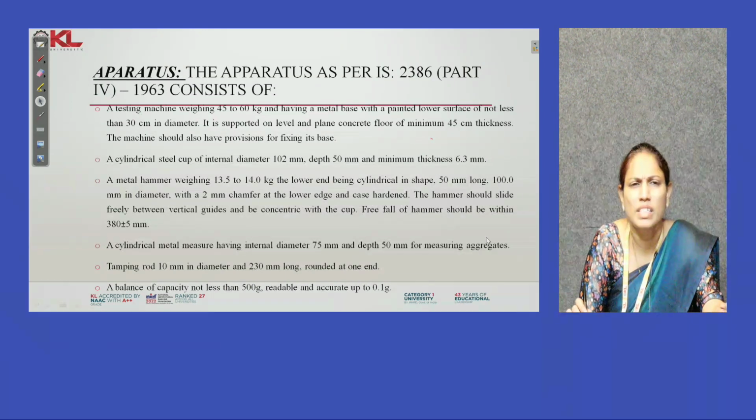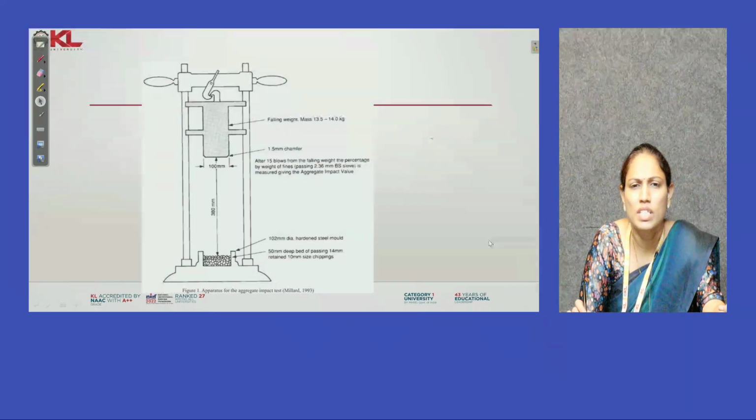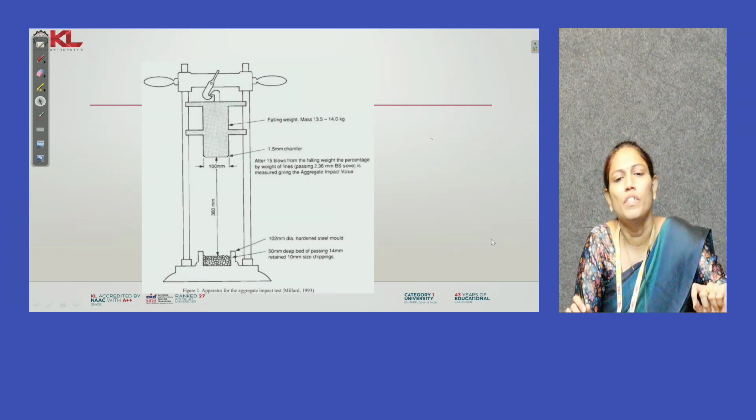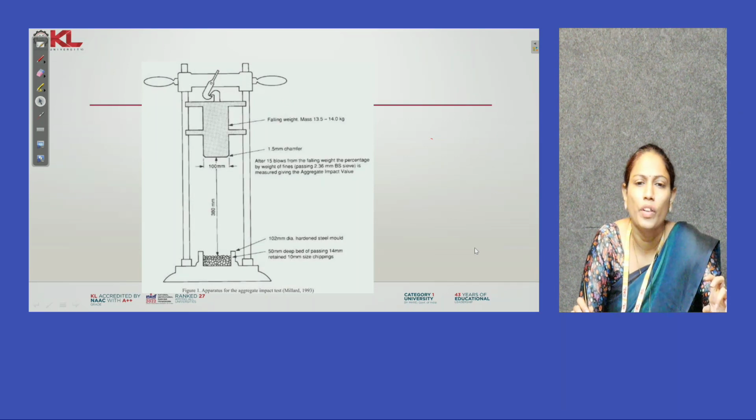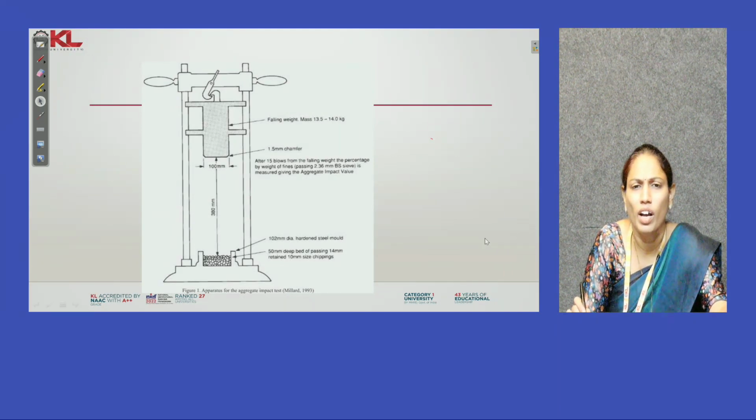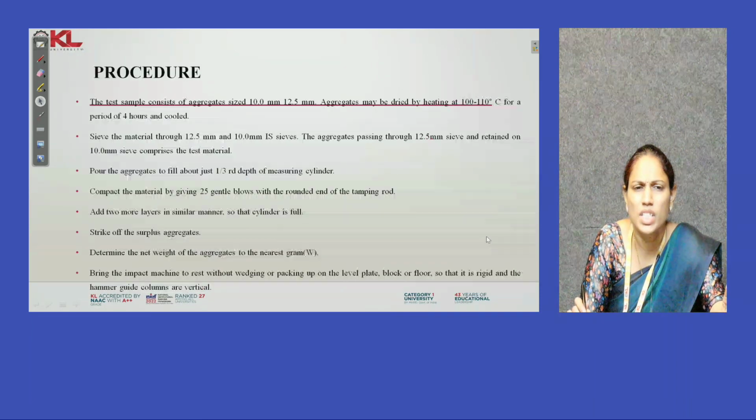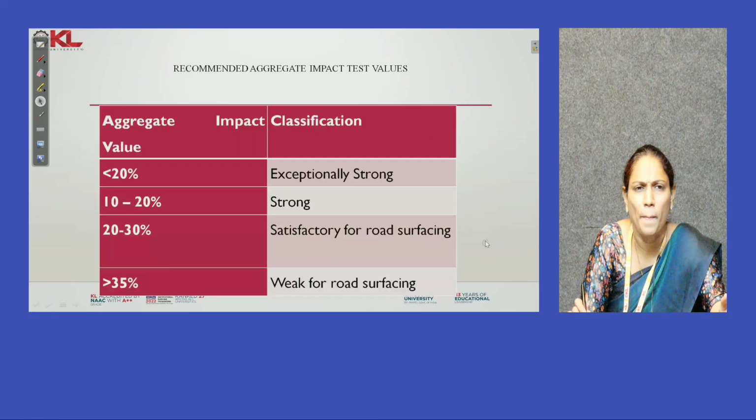So what are the apparatus and what are the IS codes we have, the testing machines, everything is detailed in this slide. So this is the impact test. We are keeping load on the aggregate. After that we sieve it, and whatever is retained on 14 mm and passing 10 mm chipping, and based on the aggregates we have taken, the retention on the sieve will be taken as a percentage of the aggregate. So this is the test procedure, the strikes, and how we are going to blow it, how we are going to tamp it, and how we are going to give impact loads on the aggregate.